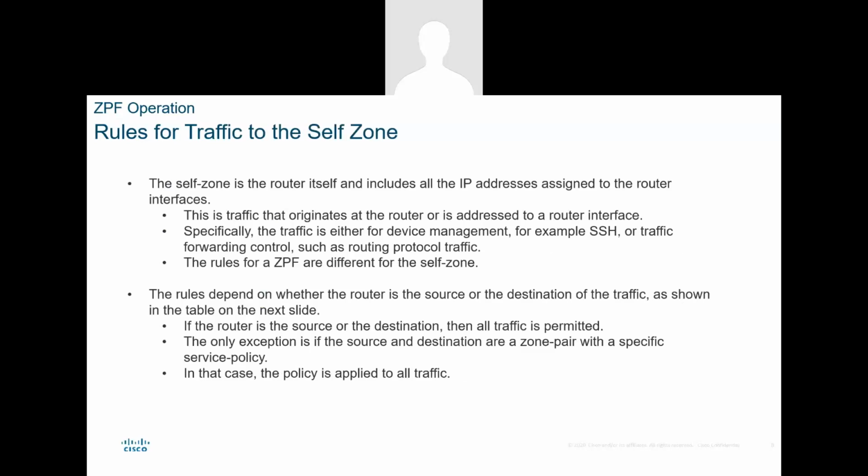Now, the self zone refers to the router itself. This includes all IP addresses assigned to the interfaces. This rule applies to traffic that originates from the router or is destined to the router. Some examples of this include device management, like SSH, Telnet, or any routing protocol communications.